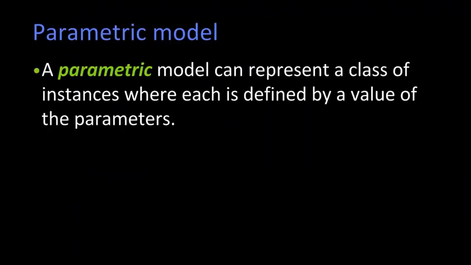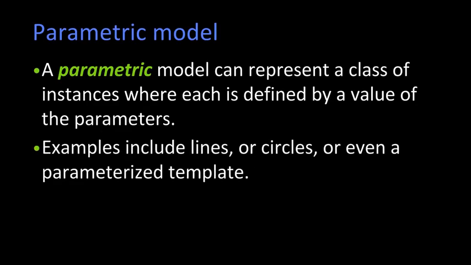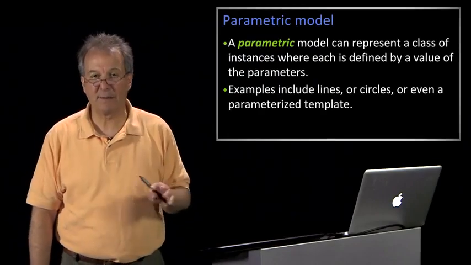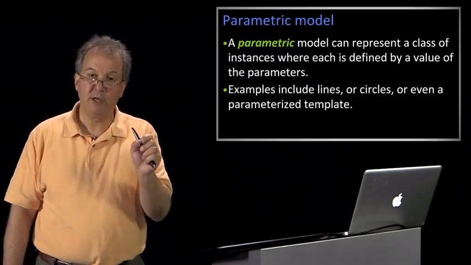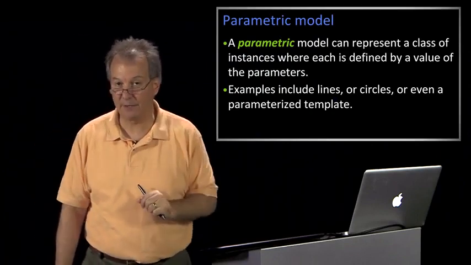Today we're going to focus on finding parametric models. And what we mean by a parametric model is that it's a class. It's a model that represents a set of instances where each instance can be represented by a particular setting of the parameter or the parameters. So for example, a line is a parametric model, a circle is a parametric model, and like I said, we'll even be able to talk about a parameterized template, where you have a template, but you change its shape according to the value of some parameters.